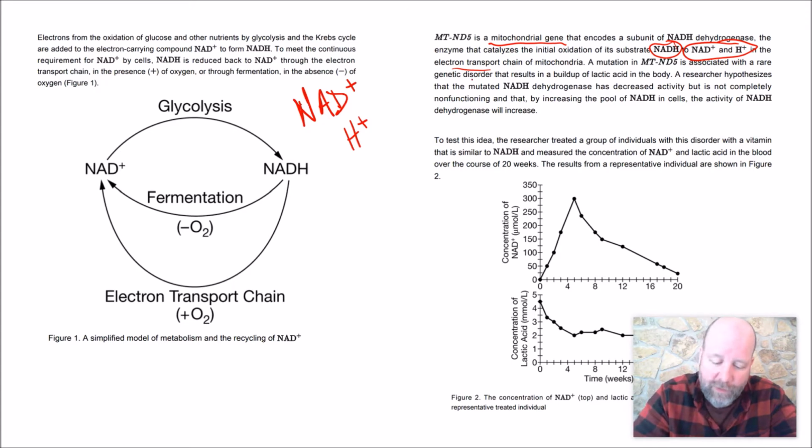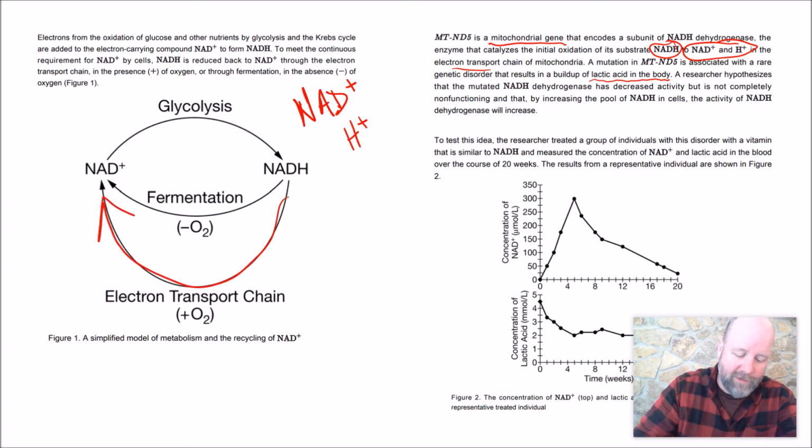Mutation is associated with a rare genetic disorder that results in a buildup of lactic acid, which kind of makes sense when you think about it. Maybe you're not thinking that much at this point because we're just giving our first skim through, but it ought to be kind of clicking that if this guy doesn't work, we can't do electron transport chain. We're going to do fermentation instead. So if we are doing this with less efficiency, then we're going to have to do more of this. And hopefully that makes sense.